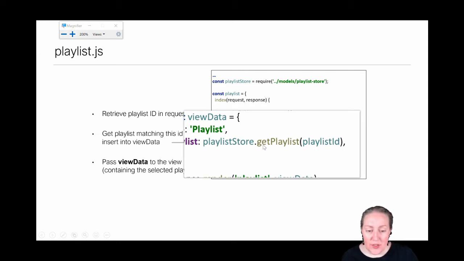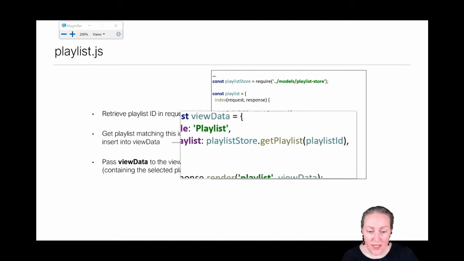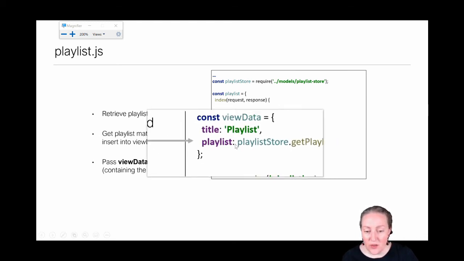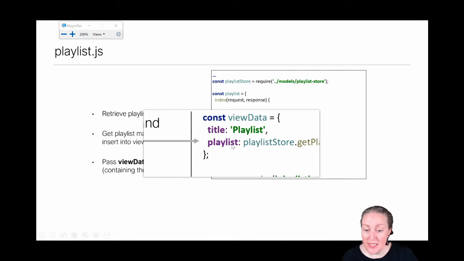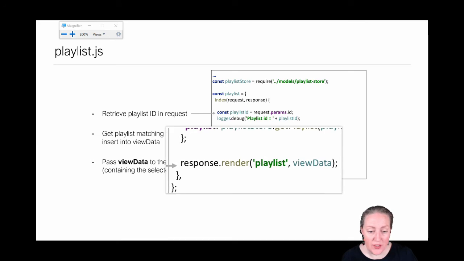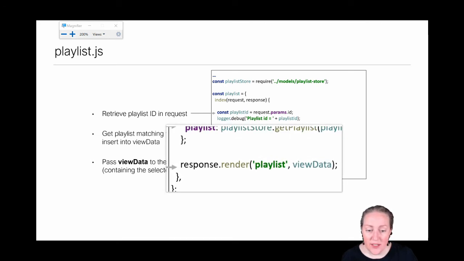Again, let's say if it's playlist 01 that I've clicked on, playlistStore.getPlaylist is going to get that playlist 01 based on its ID and then store it in this playlist property here. And lastly then we are going to pass all of that information through to the playlist view, and that's in our final line here, response.render playlist. Here it's going to look for a file called playlist HBS, which we'll create as well.